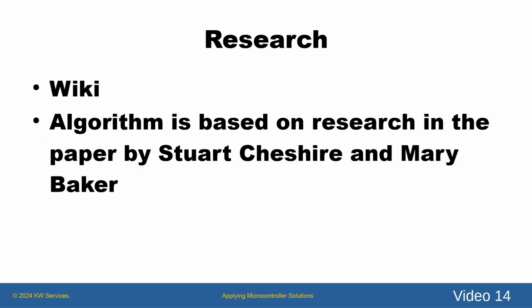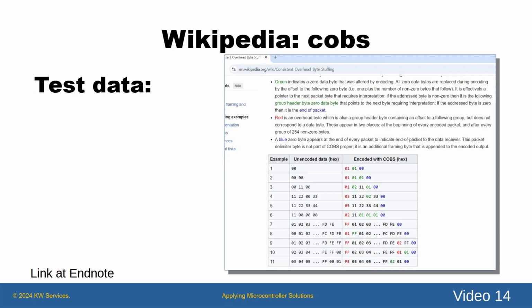The algorithm is based on research in the paper by Stuart Cheshire and Mary Baker. A link in the endnote will provide a copy of their paper. The Wikipedia site has 11 encoding data examples. This can be used to verify any code libraries we locate.